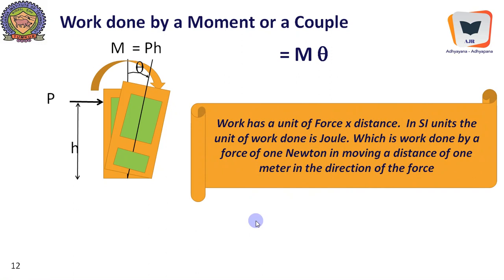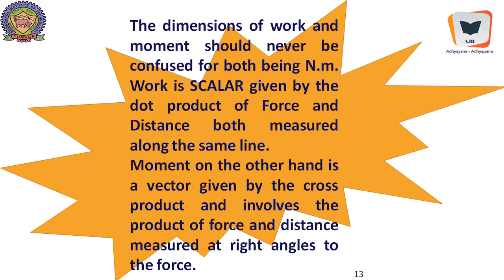So work has a unit of force into distance. In SI units, the unit of work is joule, which is the work done by a force of 1 newton in moving a distance of 1 meter in the direction of the force. Therefore, work will always be referred to with the unit called joule. And we should not confuse the definition of work with the definition of moment. The dimensions of work and moment remain the same. It should not be confused, because the units of both work and moment happen to be newton meter.